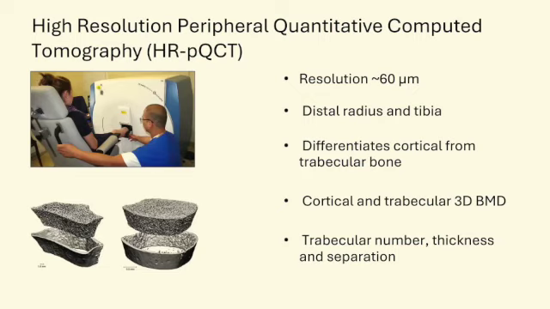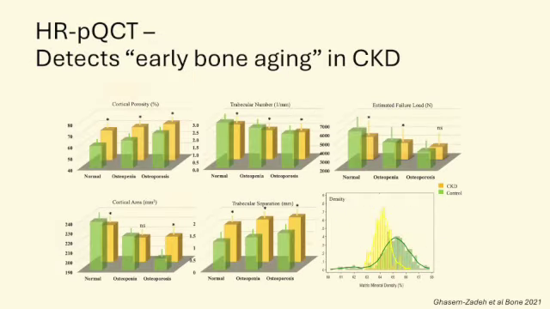You know, great resolution. You can separate out the cortical and the trabecular bone. It tells us about cortical and trabecular microarchitecture. And we know that HRpQCT can tell us things about bone and CKD and even detect this early aging phenotype.